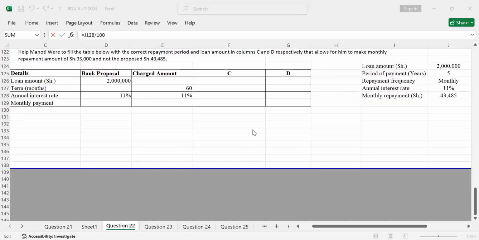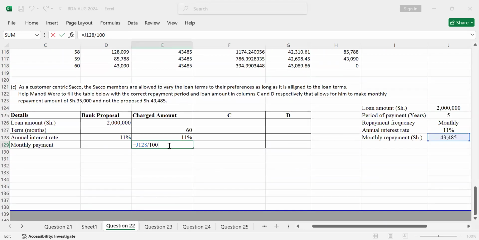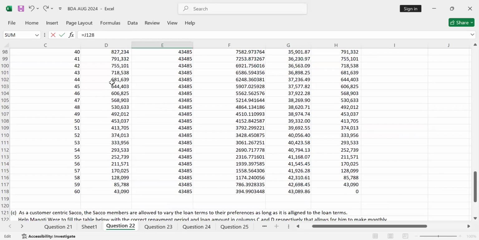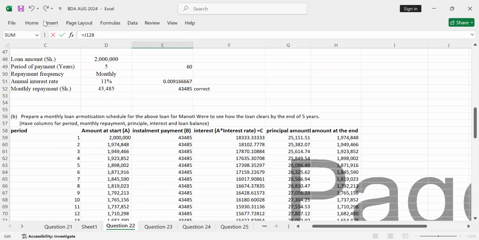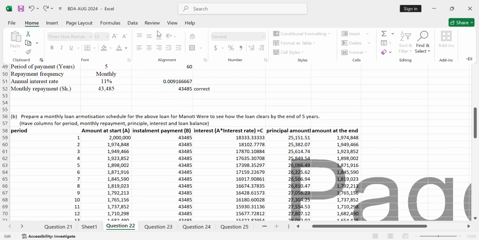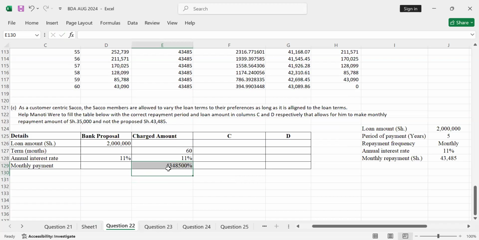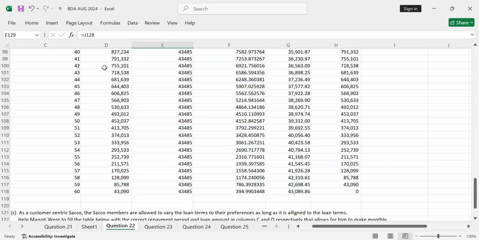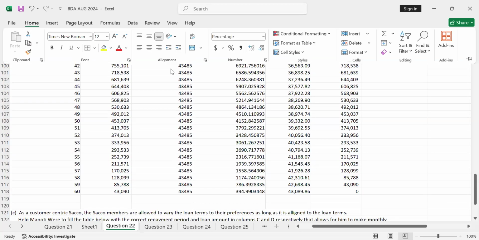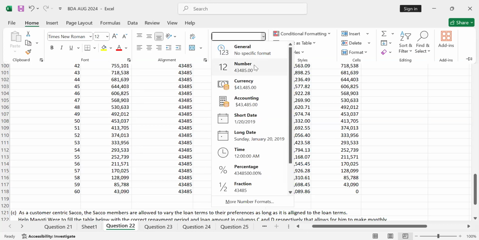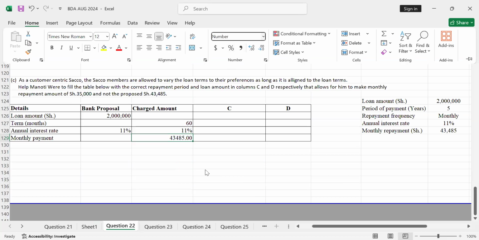Or let me just do this. Just put the 18 as a value. So just come here on Home. Have it as a number, not as a percentage, a number. So that is the number.